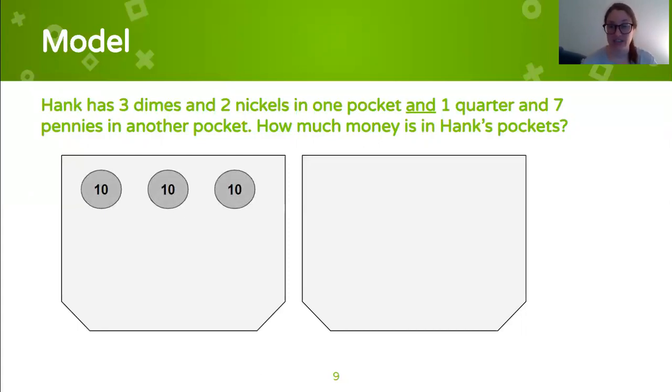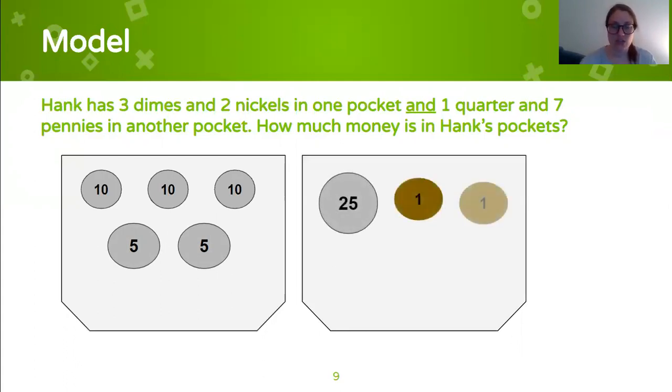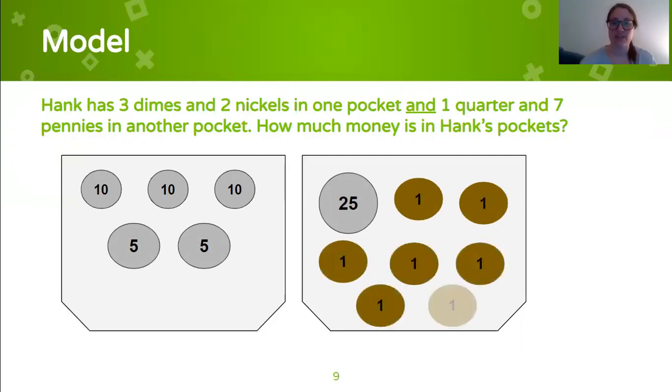Dimes are worth 10 cents, so I made a little circle with 10s in them. And 2 nickels. Nickels are worth, oh, that's right, 5. So I need 2 nickels. Okay, that's one pocket. And then a quarter and 7 pennies. All right, so a quarter, I remember, is 25, and then I need 7 pennies. 1, 2, 3, 4, 5, 6, 7.